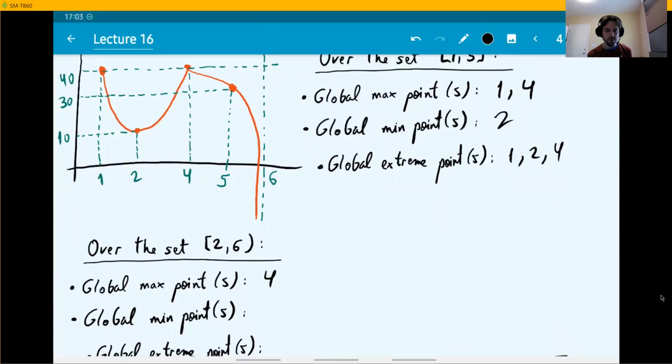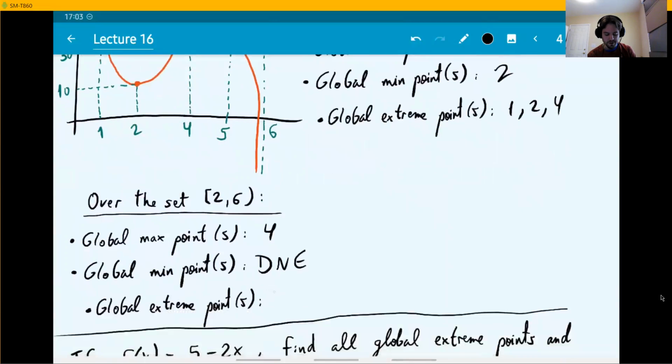Meanwhile, there are no global minimum points this time, because there is no global minimum value. If you're looking between 2 and 6, the function is going down forever as you get closer and closer to 6. There is no minimum. So there's only one global extreme point, only the number 4.